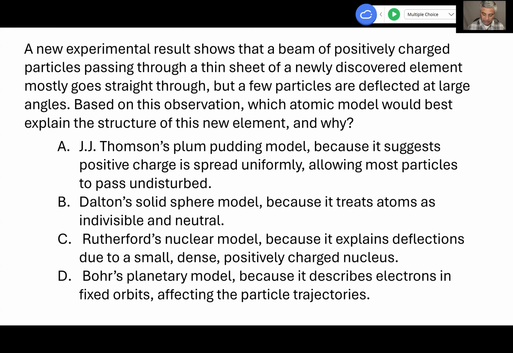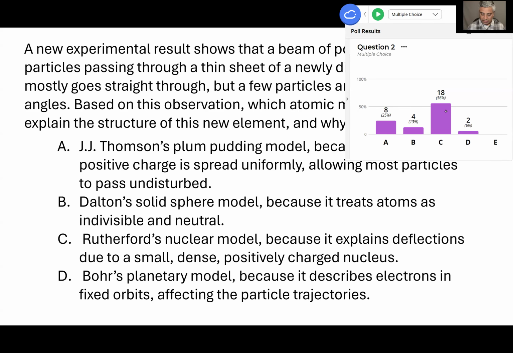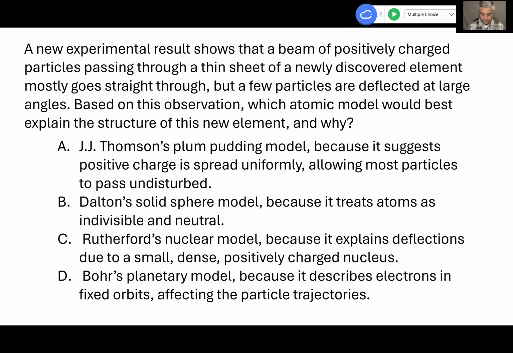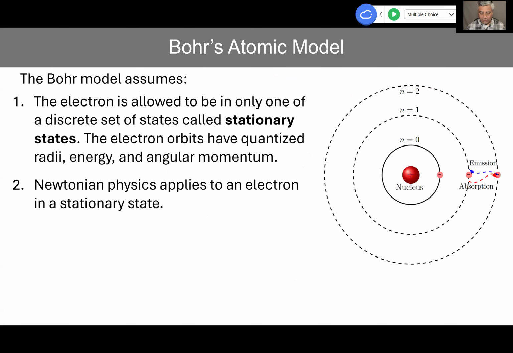Okay, let's see what we got here. So mostly C, and that is the correct answer. Basically, a positively charged particle passing through a thin sheet of gold in that case, right? But here it says newly discovered element, mostly goes straight through, but a few particles are deflected. So basically it is the Rutherford nuclear model. Now let's move to Bohr's atomic model.